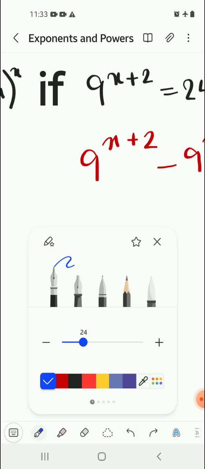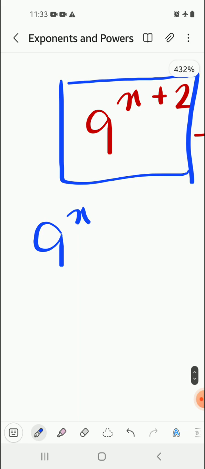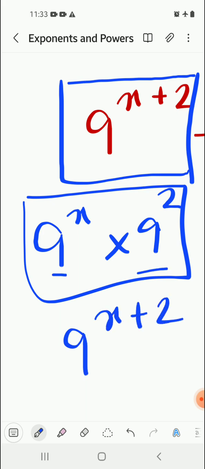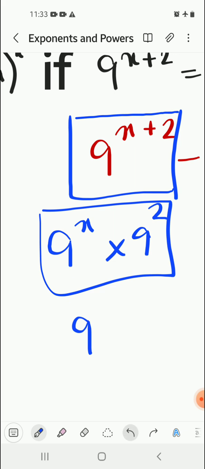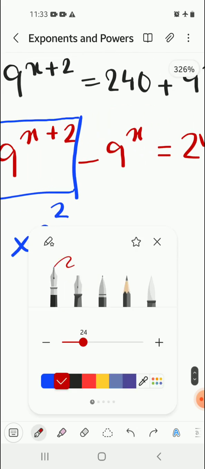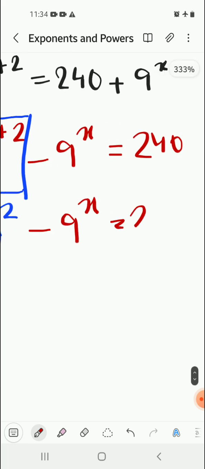First of all, this particular thing we will split and write in this manner: 9 to the power x into 9 to the power 2. If this was given to us, we would have written it this way because it's the same base and powers are added. So this is what was given to us and we have written it in this form. Once this is done, we move to the next part of the question. The next part will remain the same, so minus 9 to the power x is equal to 240.